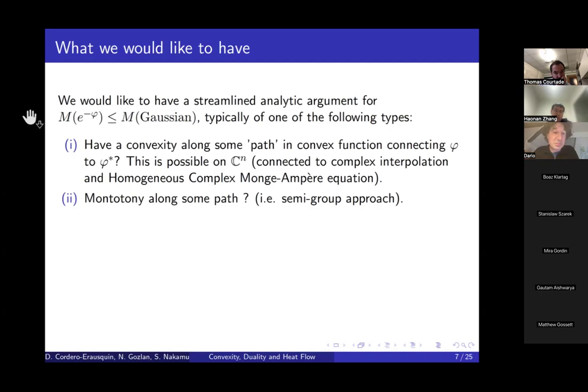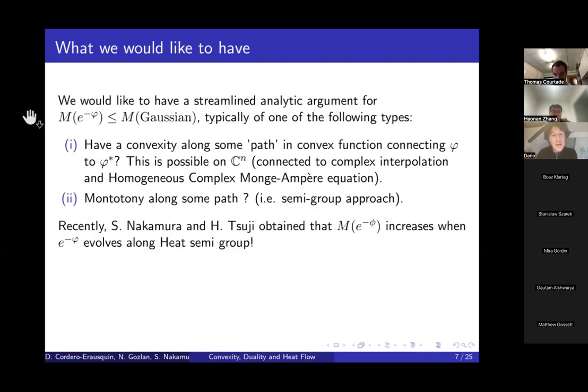And another possible path, if you are familiar with semigroups, is to prove that some quantity increases along some semigroup, and you prove some monotonicity along some path. So these are the two things we would like to have. And actually, the second was very recently solved by Nakamura and Tsuji, because they indeed obtained that the volume product increases when the log-concave function exponential of minus phi evolves along the heat semigroup. So in some sense, you could say this answers point two, but not completely.